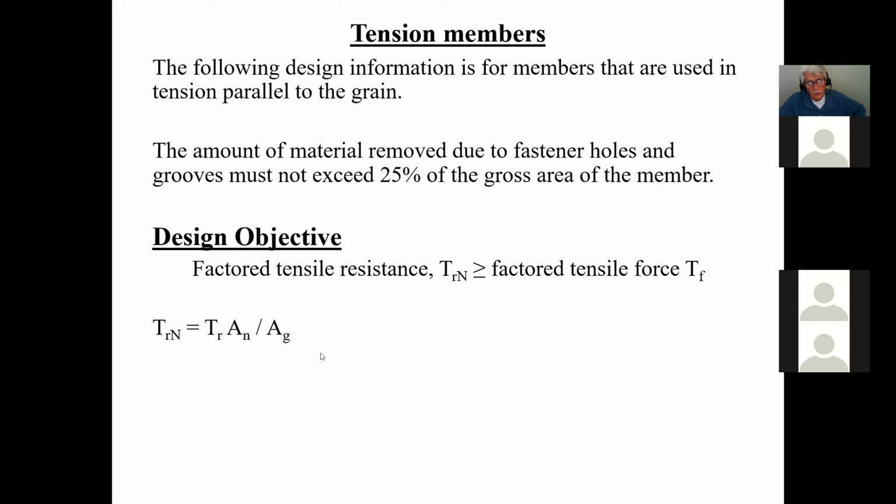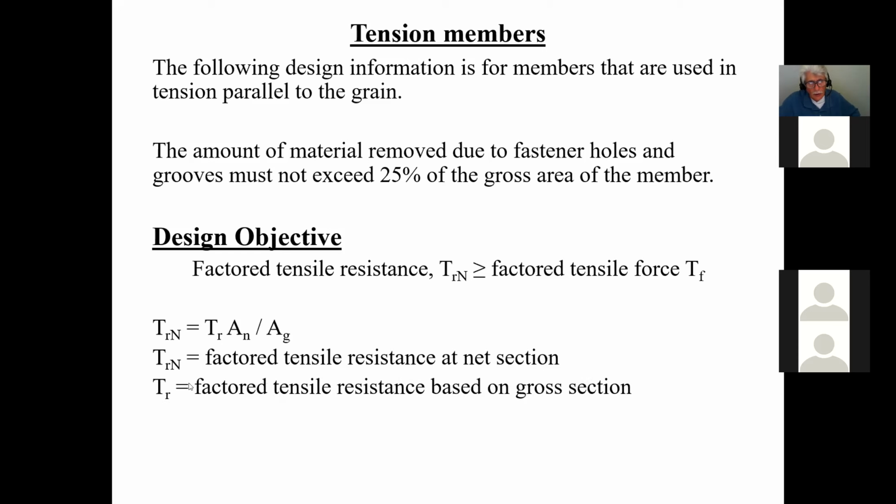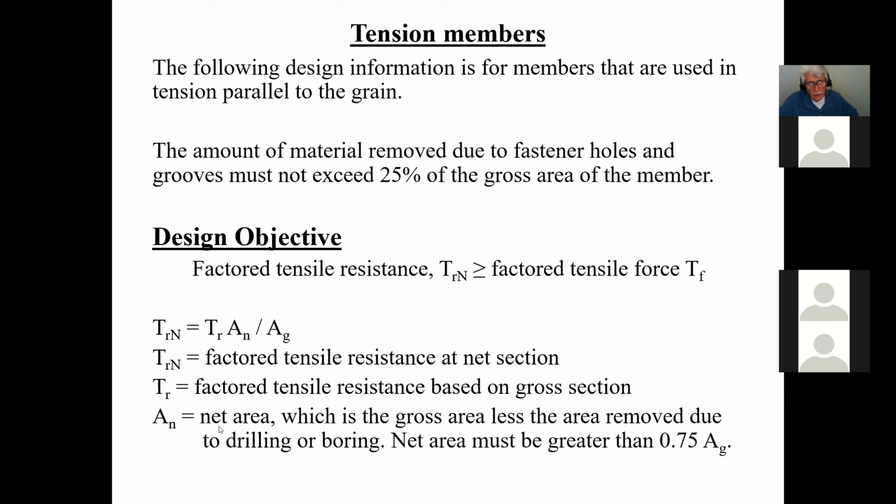So don't worry about that. If you're making holes with a drill to pass whatever fastener, then you have to take this ratio, and when you get the value from the table, make sure you reduce it by this ratio. TRN is the factored tensile resistance of the net section, and of course the factored resistance based on the gross section means there are no holes whatsoever, and the tables are based on TR. Now, the net area, which is the gross area less the area removed due to drilling, must not be greater than 0.75 AG.